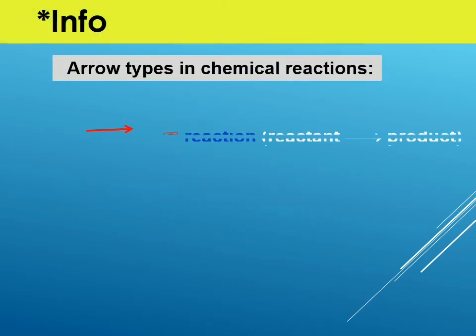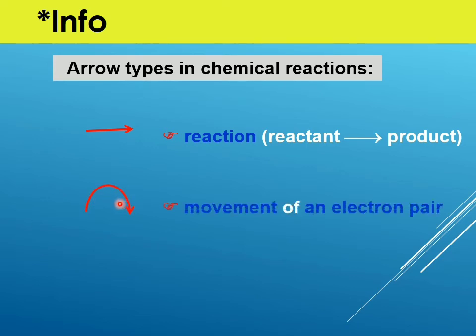This arrow is used to show the process of reaction where reactant is converted into product. A full-headed arrow is used to show the movement of an electron pair, which means 2 electrons. And a half-headed arrow is used to show the movement of a single electron.